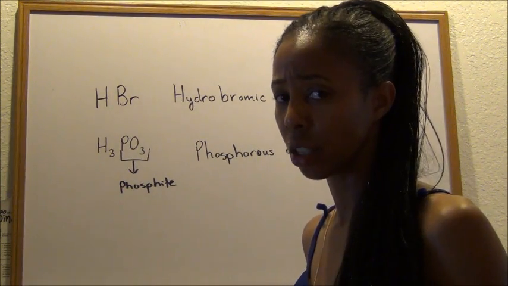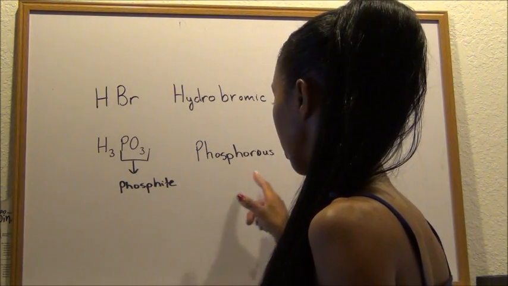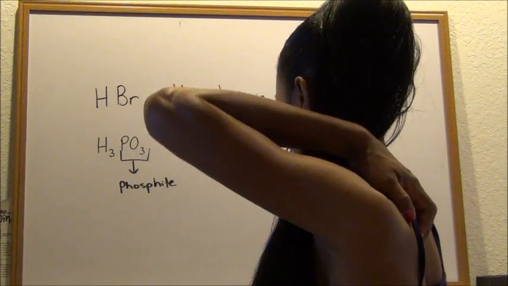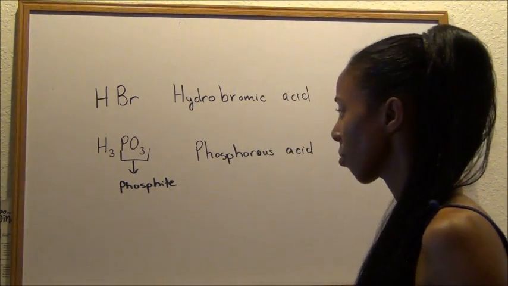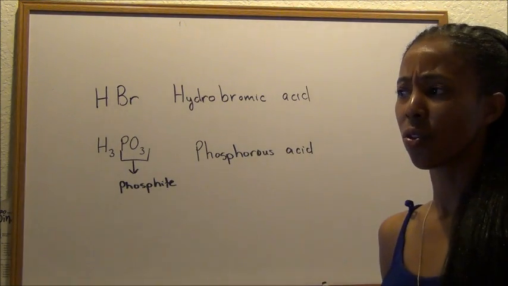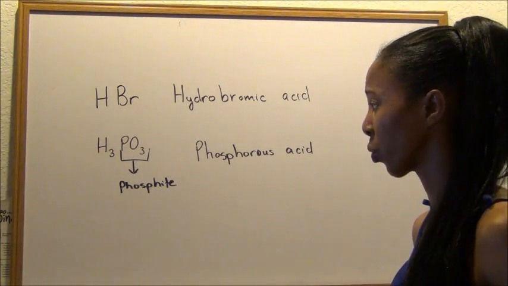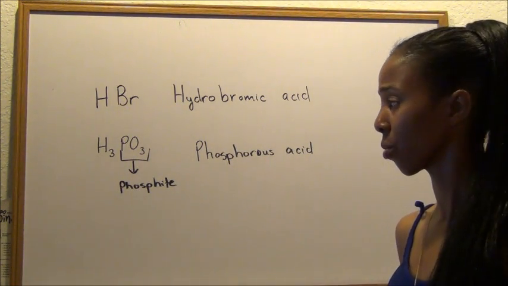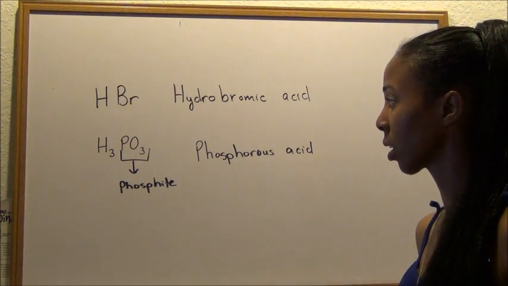Now, I know you would say, well, why did you put the OR? But that's just the way that we name it. We don't do phosphous acid. We do phosphorous acid. I think sulfate and phosphate are the only ones you really have to memorize, where the root name changes. So this is phosphorous acid.